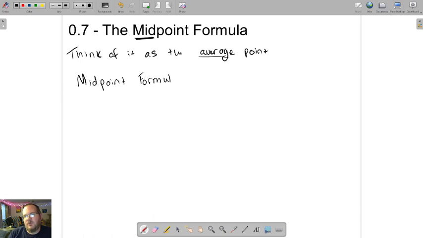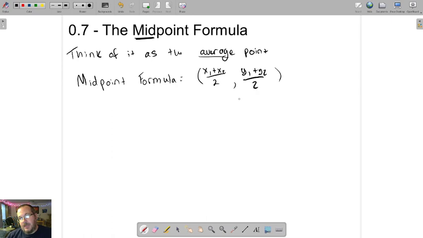Midpoint formula. So the midpoint formula, it's an actual coordinate. You won't get a number out. You'll get something in xy coordinates. It's x1 plus x2 divided by 2, and that's the x part of a coordinate. It's its own thing. And then for the y part of the midpoint, it's y1 plus y2 divided by 2.